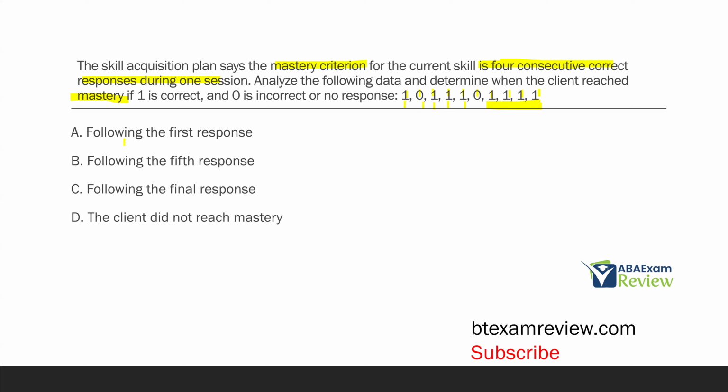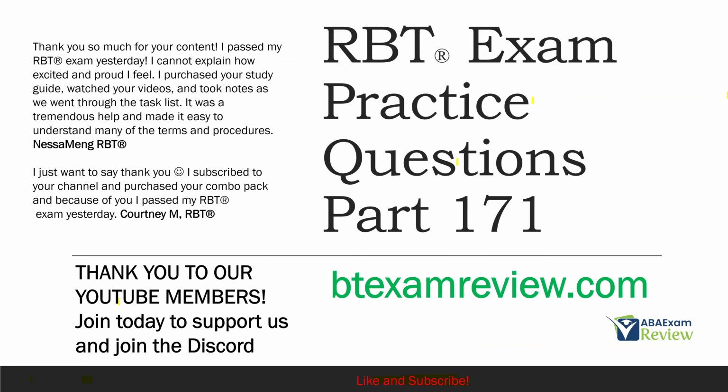So let's look for that. Well, we have A following the first response. We know we couldn't have achieved mastery following the first response because we need 4 consecutive. B following the 5th response, which is here. We don't have 4 consecutive. It can't be B. C following the final response. Yes, that's what we're looking for. So when did we reach mastery? Well, C, following the final response.